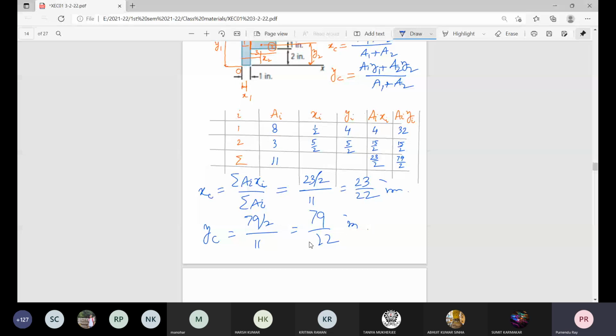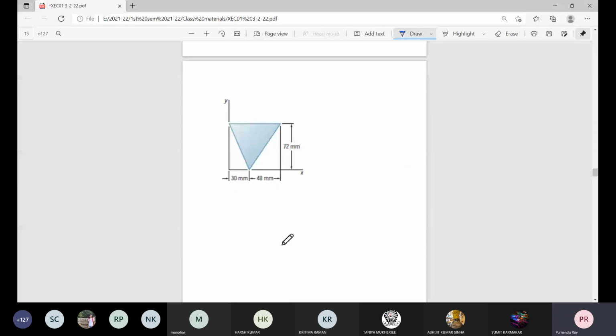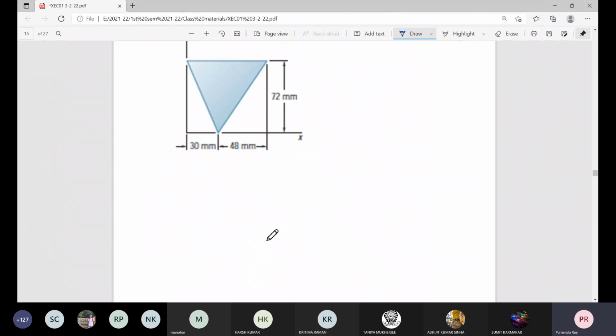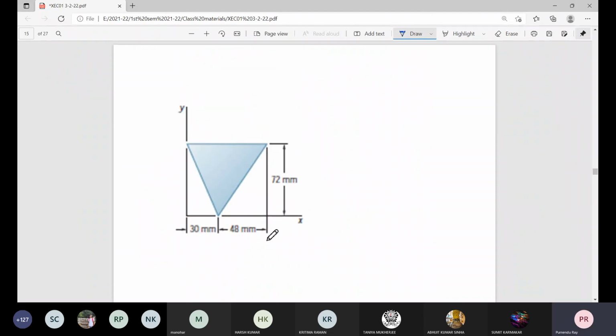It is looking like an inverted triangle. Now it is not symmetric. There is no vertical line of symmetry, and no horizontal line of symmetry. But one thing we know: if it is the middle point, at how much distance? 30 plus 48, that is 78. 78 divided by 2, that is 39.